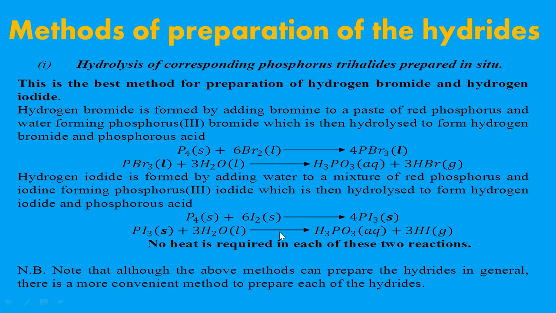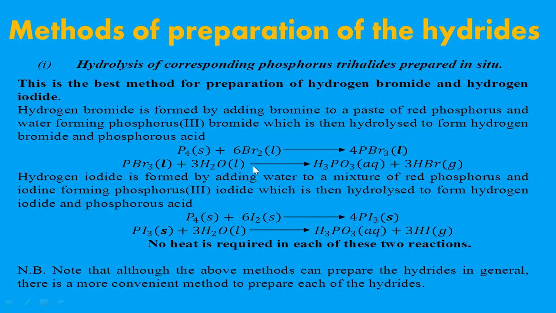A similar reaction is done in the preparation of hydrogen iodide. We use a mixture of red phosphorus and iodine, and add water to it. At the end, we shall get hydrogen iodide. Note that each of these two reactions does not need any heating. No heating is required.